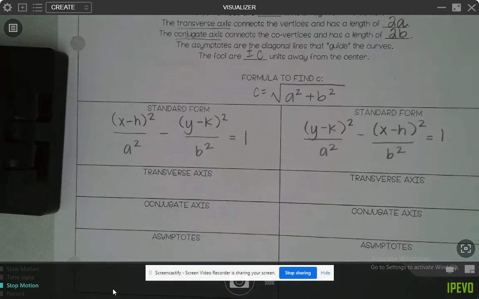Okay. What are the differences? So stop writing. Stop. What are the differences between an ellipse and a hyperbola? Yeah. It's definitely subtraction.